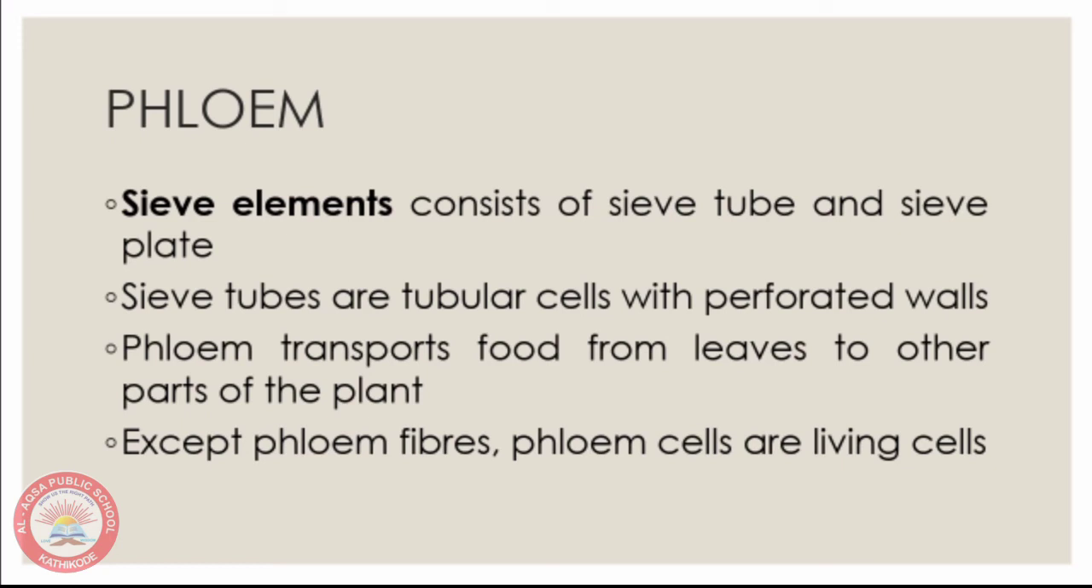Phloem transports food from leaves to the other parts of the plant. That is because leaves are called the kitchen of the plant, where the food is being prepared. So, the food is prepared in the leaves and from there it is transported by the phloem to different parts of the plant where it is needed. Except for phloem fibers, all the other phloem cells are living cells.